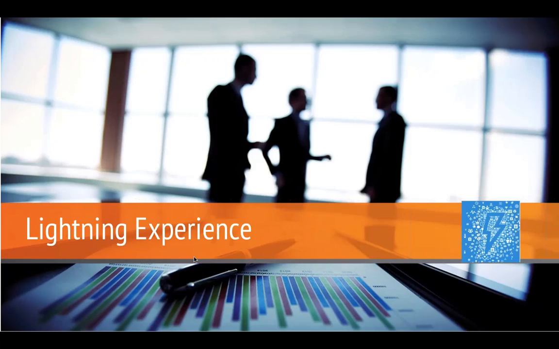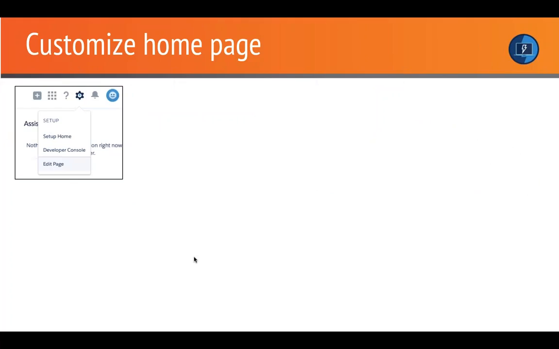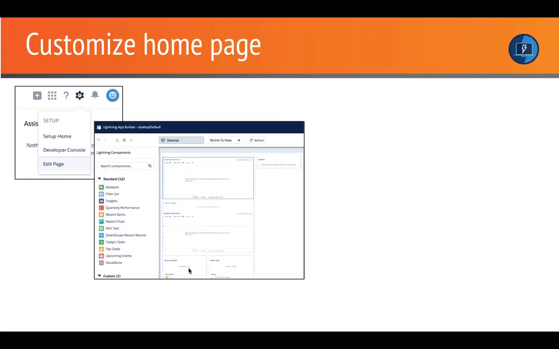So first up, the Lightning Experience. You can now customize the home page in Lightning. If you click the gear icon to open the setup menu and select the edit page option, as is shown there, that'll open the Lightning App Builder, which basically allows you to add, remove, or replace elements as you like.